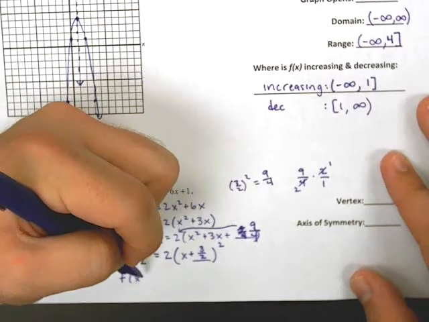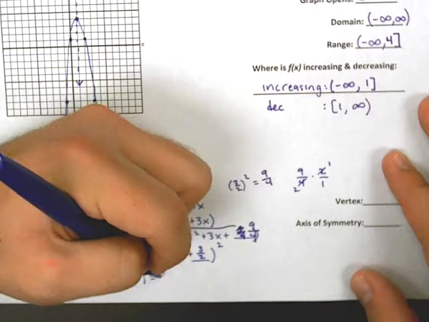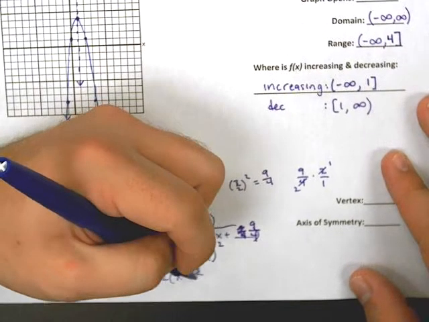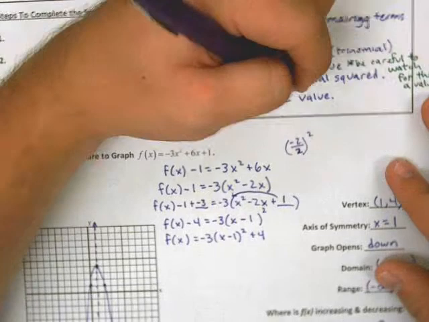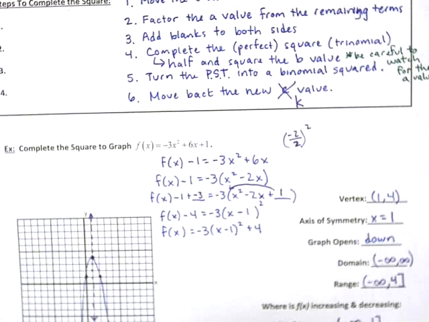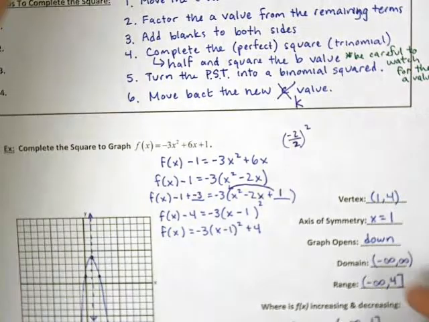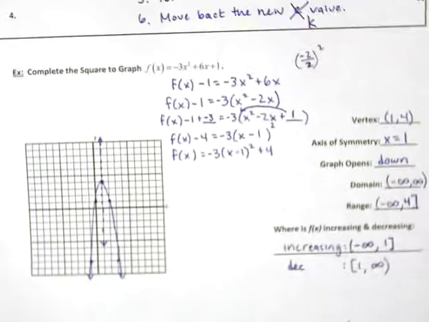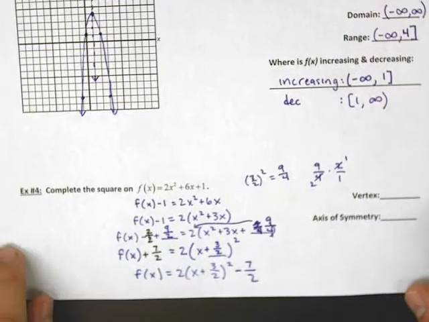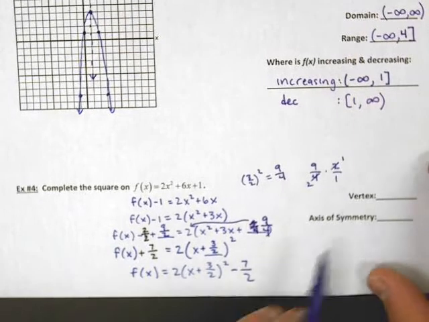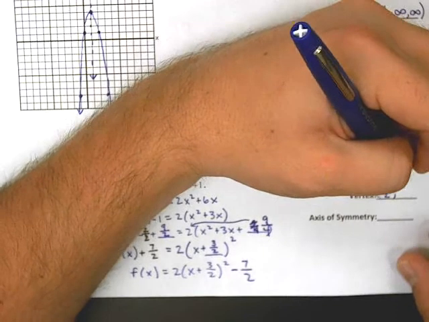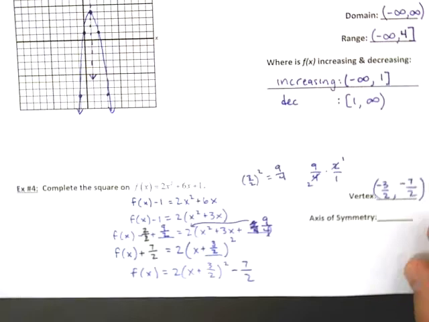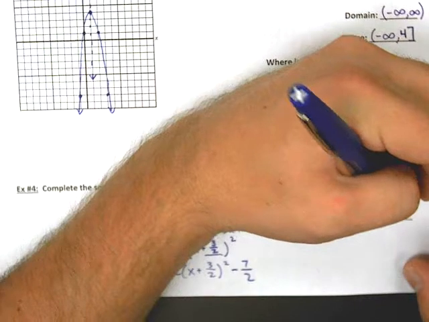Lastly, we move our k over. I'm going to change, oh my goodness, -7/2. That reminds me that I should not be calling this c. This is the k value. I'm so sorry for that, guys. Hopefully you all already understood that. Okay, why do I care about this? Because now I know the vertex is at -3/2, comma, -7/2, and my axis of symmetry is at x equals -3/2.